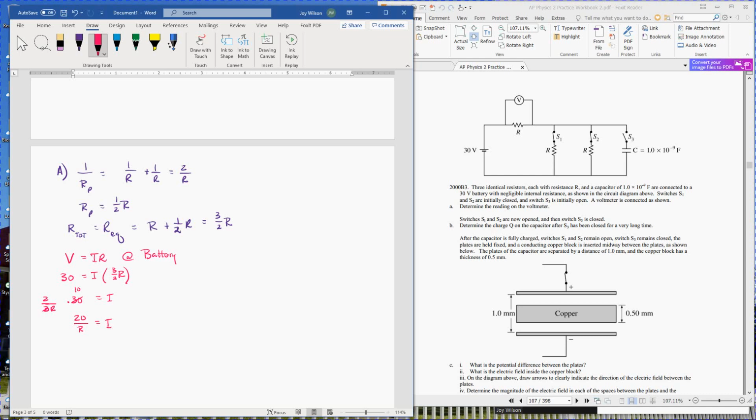I know this is weird because it's got symbols. We don't have numbers. But that's going to be okay. We're going to figure this out. So this is what's happening at the battery.